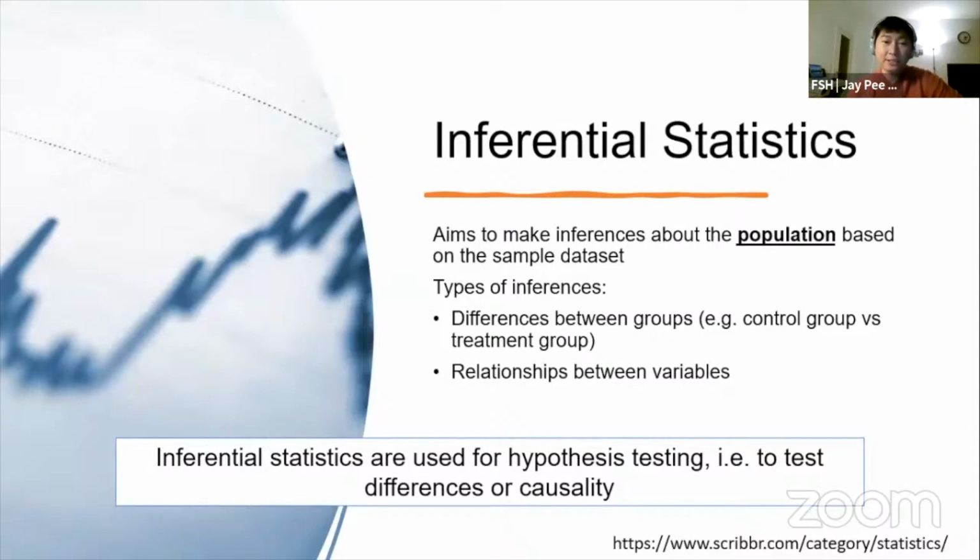And inferential statistics also describes the relationships between variables, or cause and effect between those variables. And inferential statistics has such power that it is used for hypothesis testing. So when we are trying to test a hypothesis, it will normally require inferential statistics to test significant differences or causality between our variables.